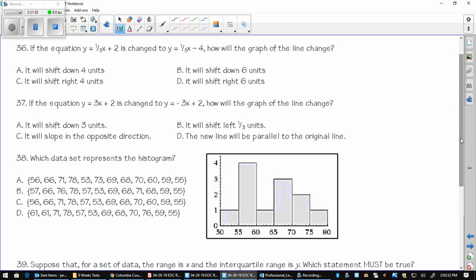All right, on 36, we're given 2 equations, and we're trying to figure out how the graph would change from one to the other. So we're going from y equals 1/5 x plus 2 to y equals 1/5 x minus 4. So it's going from positive 2 to negative 4. So I would need to know that that's my y-intercept. So one graph is crossing up at positive 2, the next one is crossing down at negative 4. So that means the entire graph is shifting down 6 units.